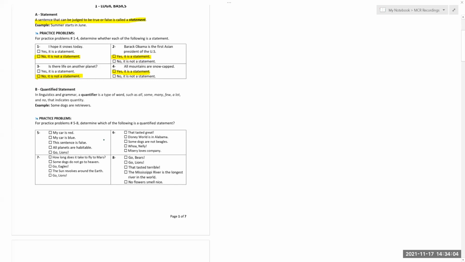So then when I mentioned all mountains are snow-capped, that word all is a quantifier. So what quantifiers do is they give you a quantity. So the quantity might be some, it could be all, it could be none, it could be a few, but it indicates some type of quantity. And we've got two main types of quantities. You have universal ones like all or none, which include or exclude everything. And then you have existential ones like some or a few, which just show the existence of something.